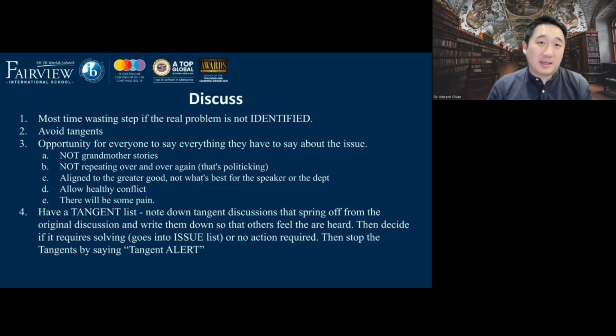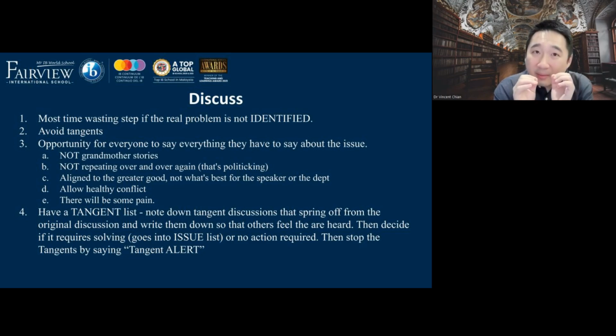Okay. Second thing, this is an opportunity for everyone to say everything they have about the issue. Now, please note a couple of important things. 1, don't go on a grandmother story, okay? We need to know what's the issue. People need to say their piece, but it doesn't have to be a 15-minute sprawl. Don't repeat over and over and over again. It's grandmother stories and it's politicking. You got to tell people flat out, you've said it once, that's enough.